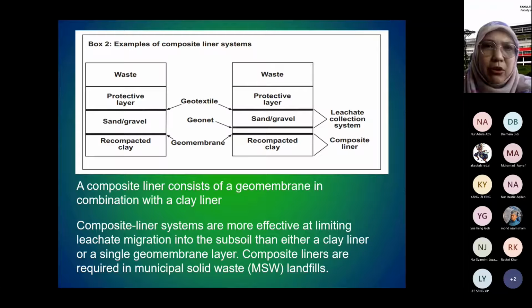Okay. So what about composite liner systems? A composite liner consists of a geomembrane in combination with a clay liner. So multiple types of materials are used. Composite liner systems are more effective at limiting leachate migration into the subsoil than either a clay liner or a single geomembrane liner. So it is better for municipal solid waste.